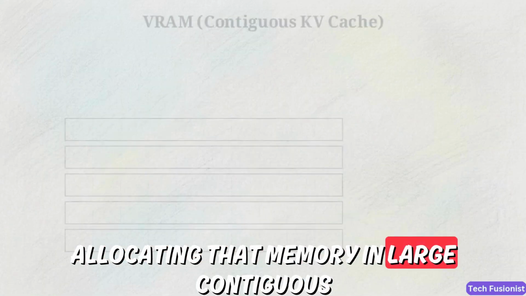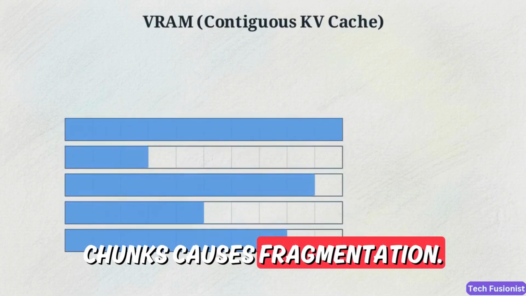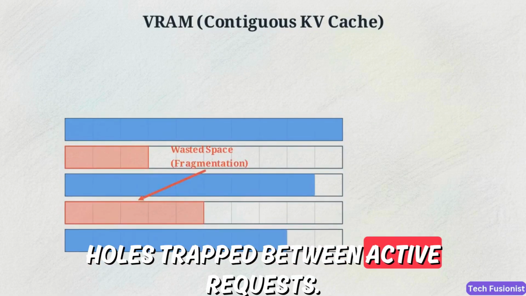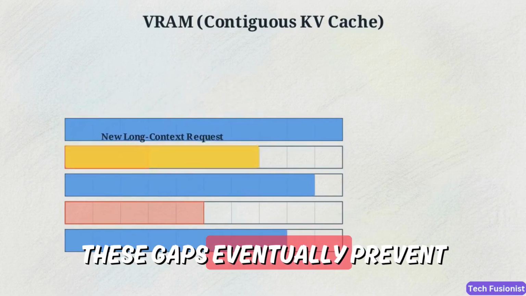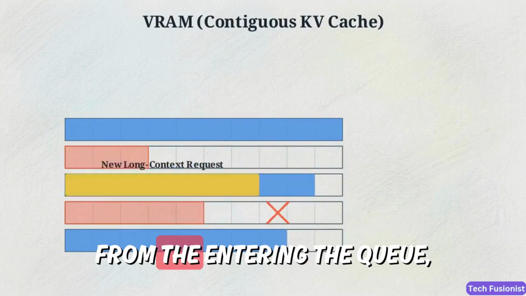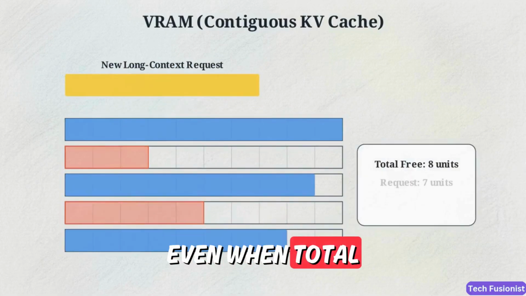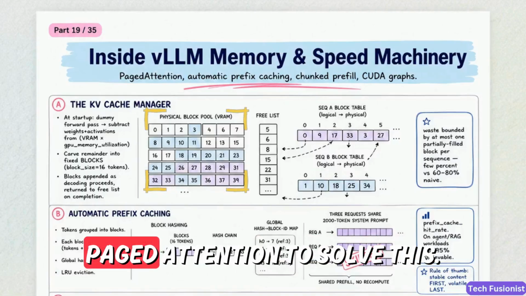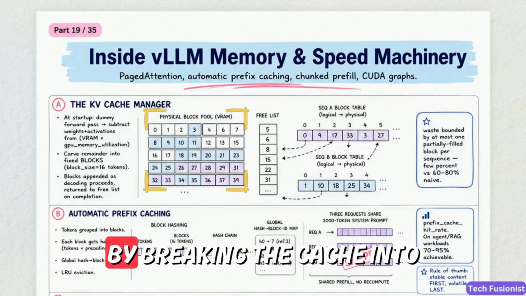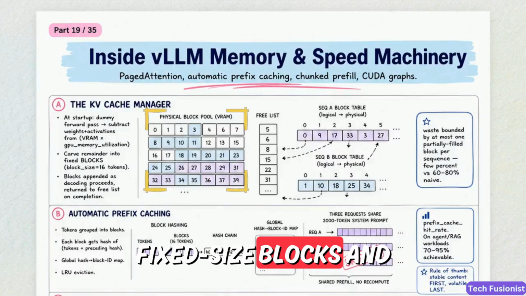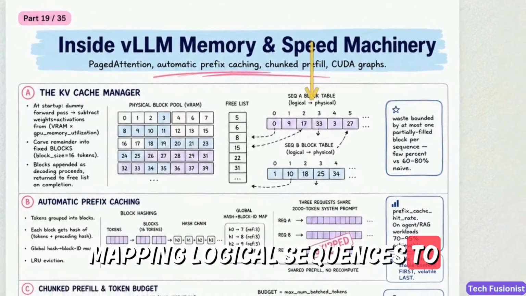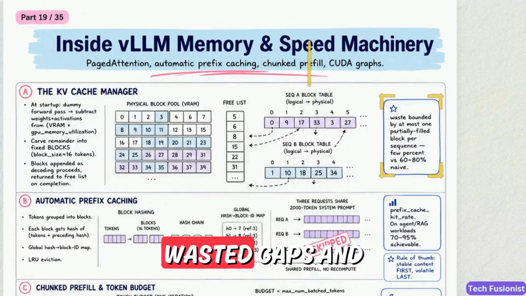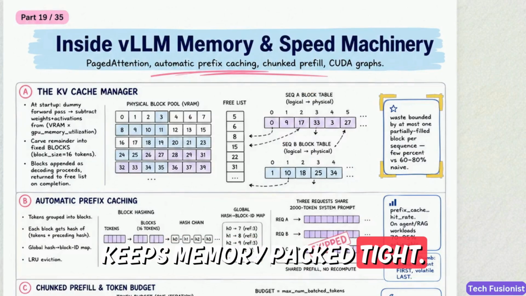Allocating that memory in large contiguous chunks causes fragmentation. Shorter sequences finish early, leaving unusable holes trapped between active requests. These gaps eventually prevent new requests from entering the queue, even when total free space is available. The KV Cache Manager uses PagedAttention to solve this. By breaking the cache into fixed-size blocks and mapping logical sequences to non-contiguous physical spaces, the system eliminates wasted gaps and keeps memory packed tight.